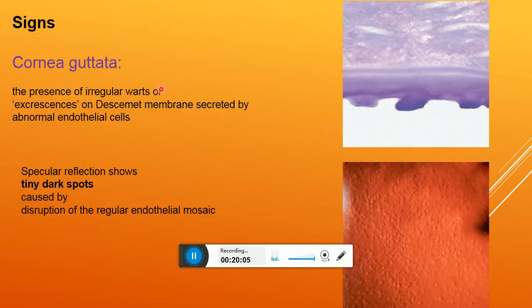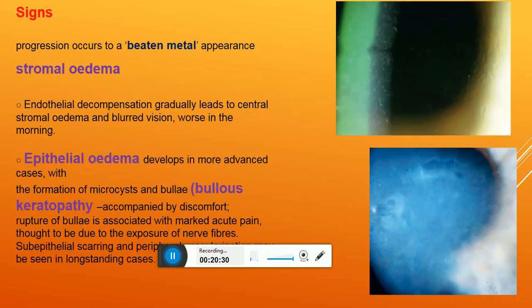Signs: corneal guttata, the presence of irregular warts or excrescences on Descemet membrane secreted by abnormal endothelial cells. Specular reflection shows tiny dark spots caused by disruption of the regular endothelial mosaic. Progression occurs to a beaten metal appearance. Endothelial decompensation gradually leads to central stromal edema and blurred vision, worse in the morning.